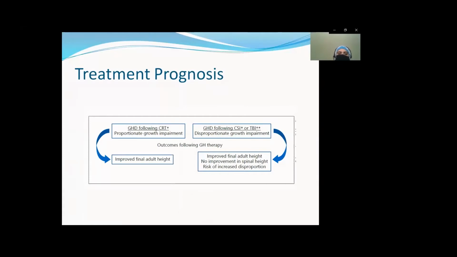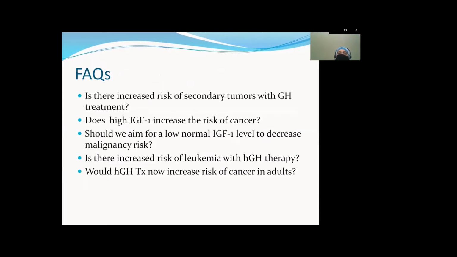A little reminder about the treatment prognosis: children who have growth hormone deficiency only, like my patient, may actually have a quite impressive response and improvement in their final adult height, and grow very well in the first few years of growth hormone therapy. Children who have craniospinal radiation or total body radiation, their response to growth hormone is very unpredictable. They can have improved final adult height, or growth hormone may not work at all, or in some cases may actually make the proportionality of their stature worse by making their limbs longer and torso short. So this slide is for the fellows in particular.